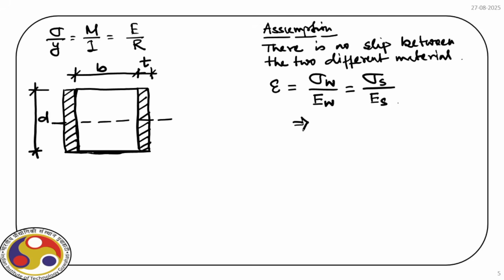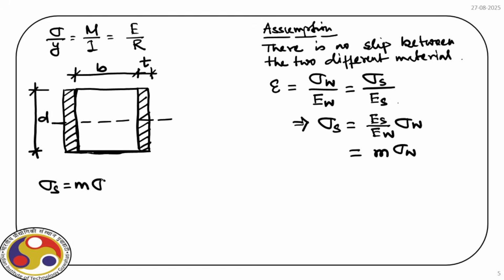So effectively what we get, sigma S is equal to ES divided by EW times sigma W. And the ratio of Young's modulus of steel and wood is called the modular ratio m. It's a dimensionless quantity. So sigma S is equal to modular ratio times sigma W, and the modular ratio m is Young's modulus of steel divided by Young's modulus of wood.